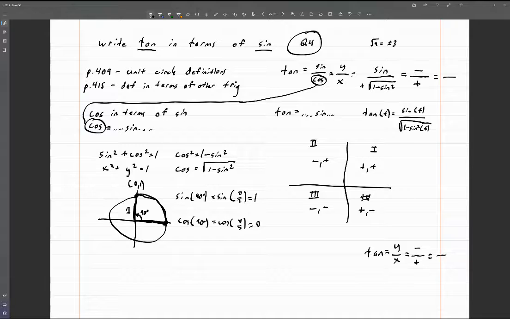And when you're asked to write one trig function in terms of another, you need to pull out of your brain one of those formulas, basically in that blue box on page 415, that relates those two trig functions, and rearrange and manipulate it to have the trig function you're looking for by itself on one side and the other trig function on the other side.